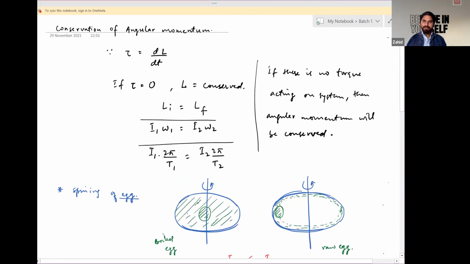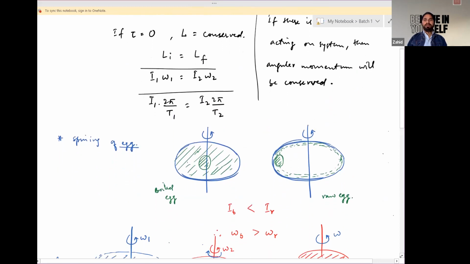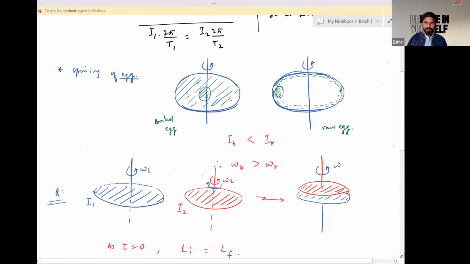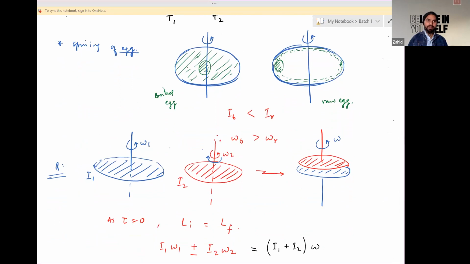Let me define this again. Initially, we had two different disks having moments of inertia I1 and I2, rotating at some angular velocities omega 1 and omega 2. The rotation of these two disks can be the same or different, so I have taken both cases. On combining them together, this becomes a single system, so both will start rotating with a common angular velocity omega. First we have to find this omega for the two-disk system. According to conservation of angular momentum, since there is no torque acting on the whole system, angular momentum initial must be equal to angular momentum final.